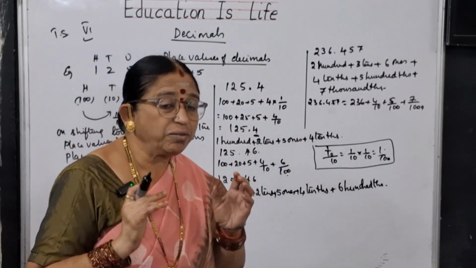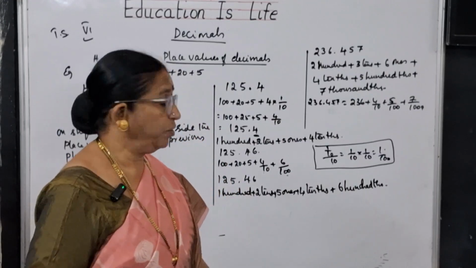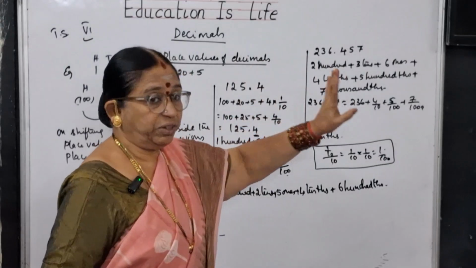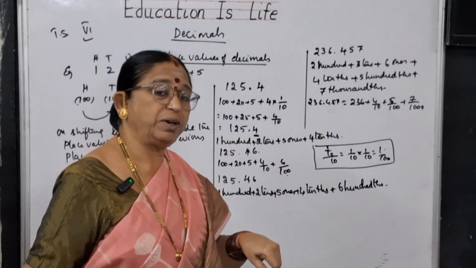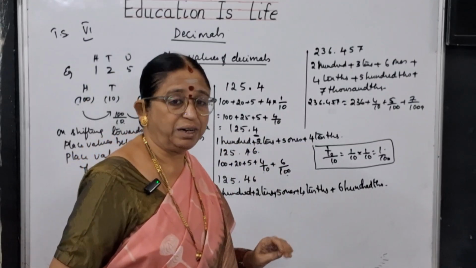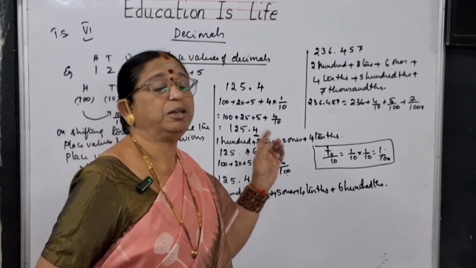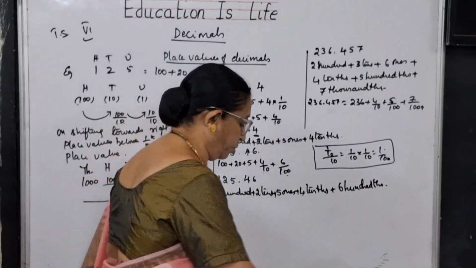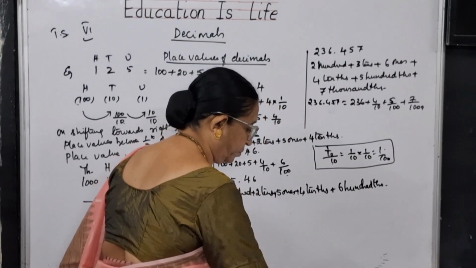So the easy way of remembering these parts while writing the expansion is this: after the decimal, which place is it? First place, the number divided by 10. Second place, the number divided by 100. Third place, the number divided by 1000. In that way, if you remember, it will be easy for your children. I hope I am clear.